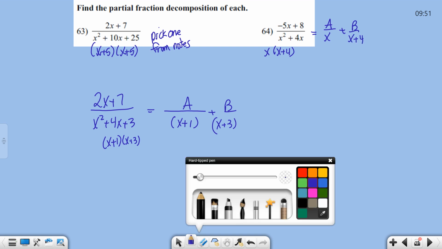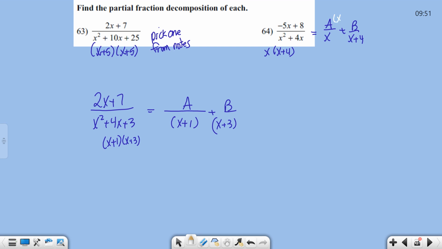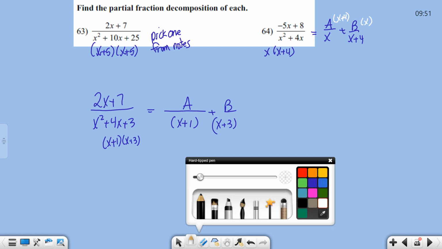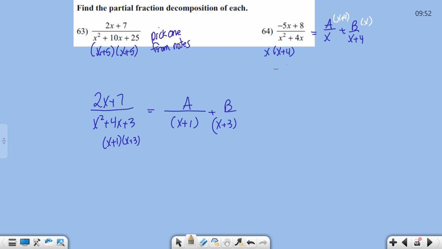In order for everything to have the same denominator, I've got to multiply by that factor that is not in each of those pieces. And then we're going to rewrite. Got same denominators, cross them off. Love that. That's the best part. So negative 5x plus 8 equals a multiplied by x plus 4. So that's ax plus 4a. And then plus b multiplied by x, which is just bx.